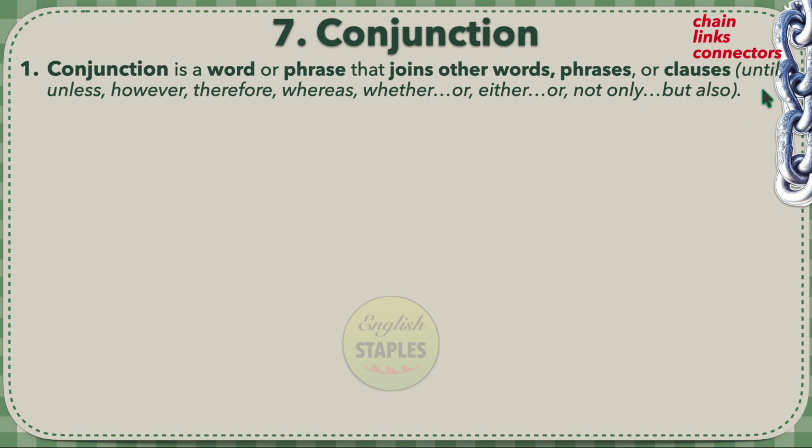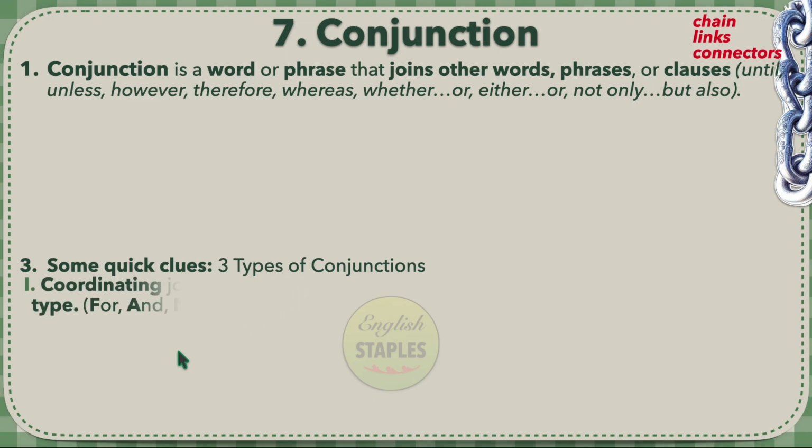Some common conjunctions: until, unless, however, therefore, whereas, and then we have some pairs that work together, like whether or, either or, not only, but also. And there are many more. Some quick clues: there are three types of conjunctions.